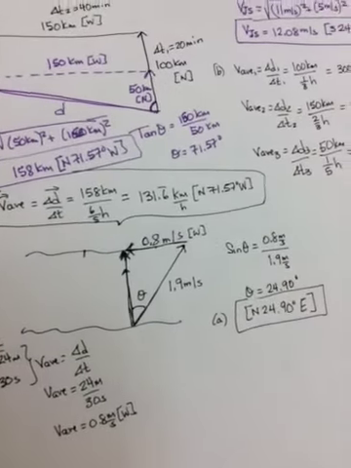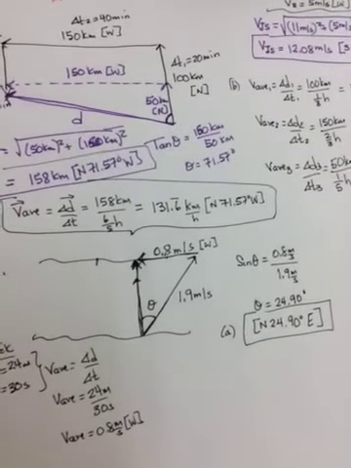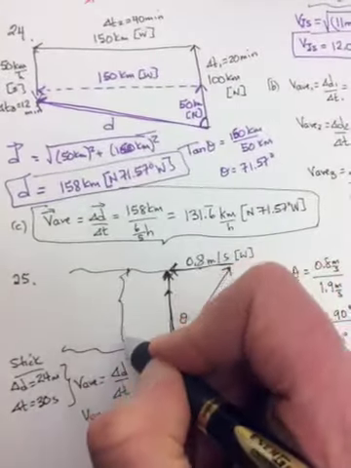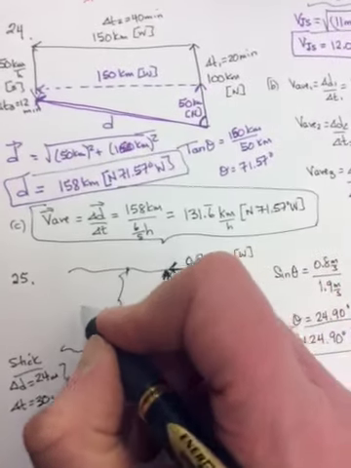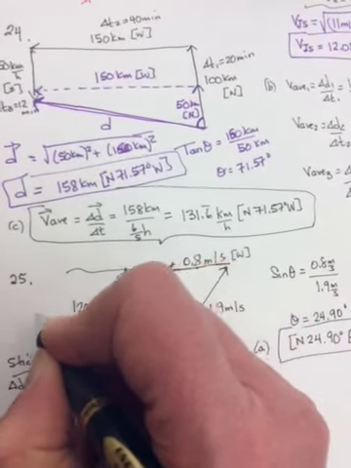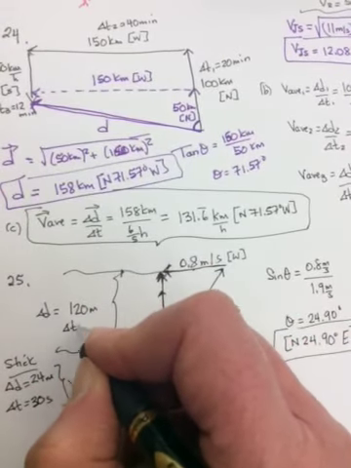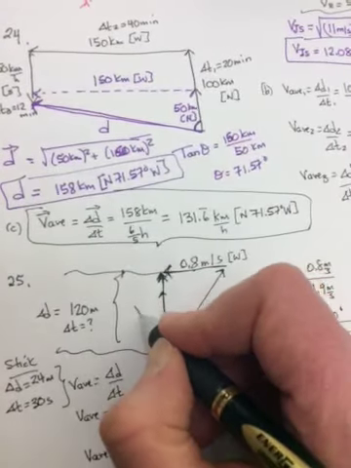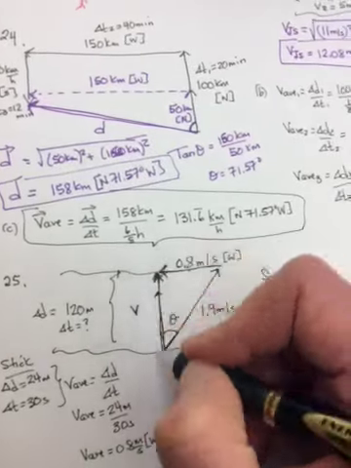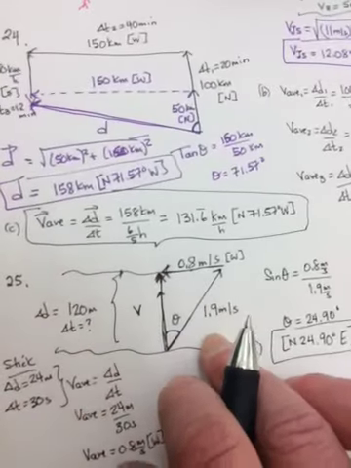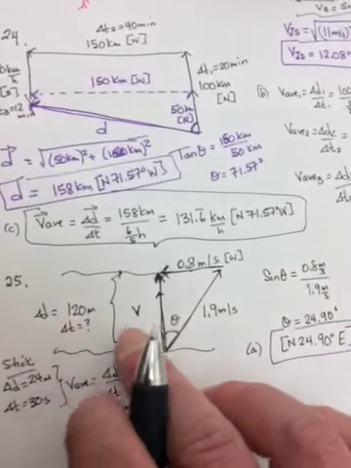B says, if he follows your advice, determine how long it will take him to reach the other side. Well, earlier in the question, I didn't write it down, but it told us that this is 120 meters. So we have a delta D, and now we're looking for delta T. And we could find it if we knew his speed directly across. Remember, the D and the V always have to be in the same direction. So we can't use the 1.9 because it's going off at an angle.